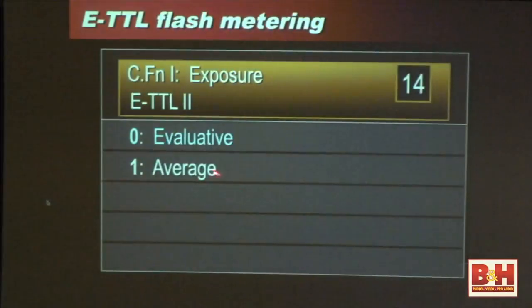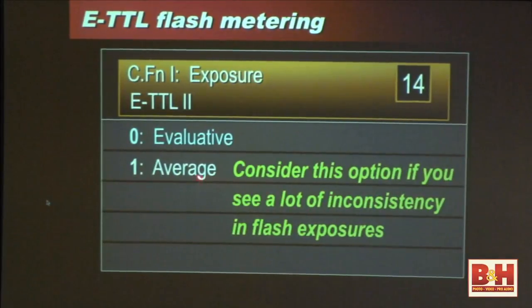So we give you the option, under this custom function, of switching to the so-called average setting. What that does is it changes the way the camera reads flash. Now, instead of concentrating on just those areas that kick back light, it takes a reading off of all 35 or 63 zones, and it mathematically averages it out. So it tends to be a little less fussy. So if you find yourself in a flash situation and the exposures are kind of bouncing around and this is what has you scratching your head, consider trying this custom function.